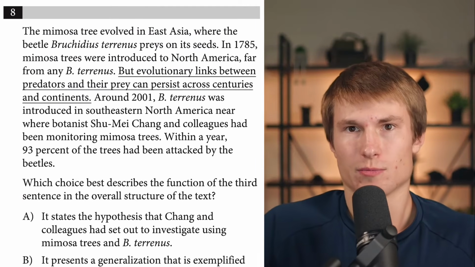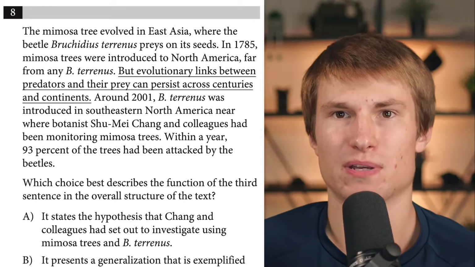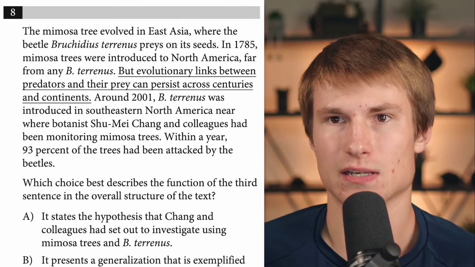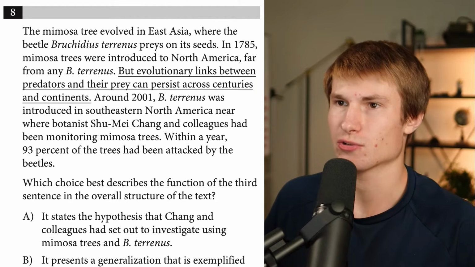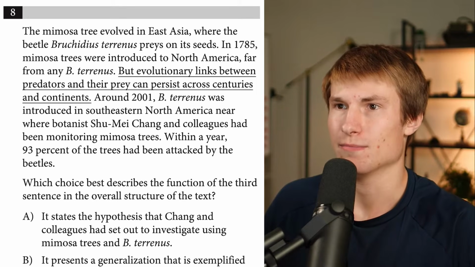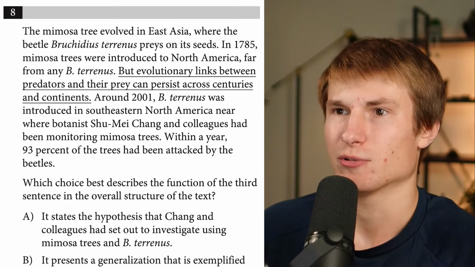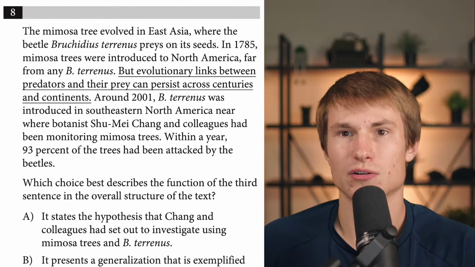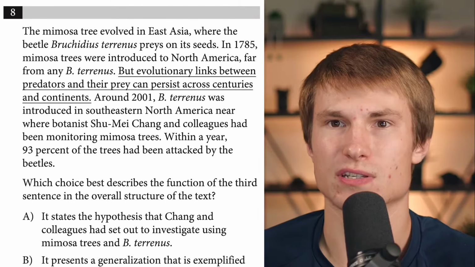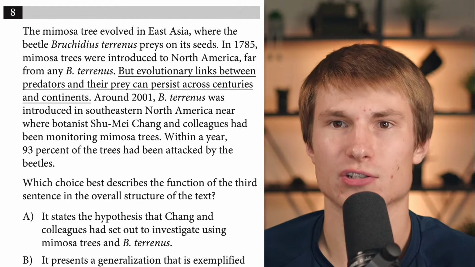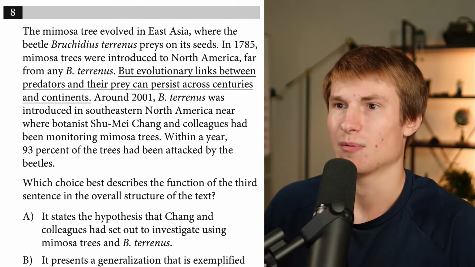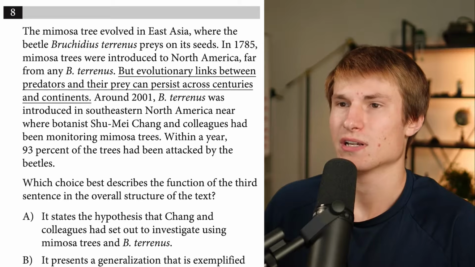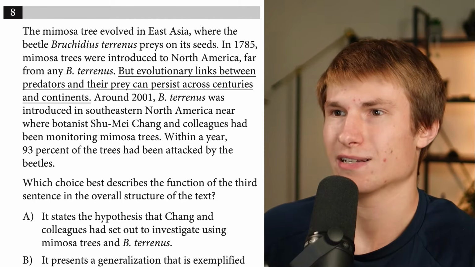Question 8. The mimosa tree evolved in East Asia where the beetle Bt preys on its seeds. In 1785, mimosa trees were introduced to North America, far from any Bt. But evolutionary links between predators and their prey can persist across centuries and continents. Around 2001, Bt was introduced in southeastern North America, where the botanist Xu Mei Chang and colleagues had been monitoring mimosa trees. Within a year, 93% of the trees had been attacked by the beetles.